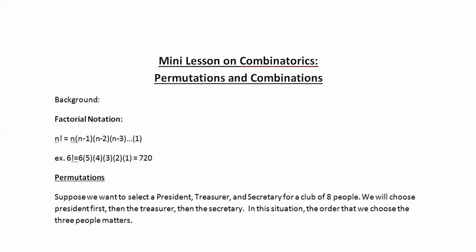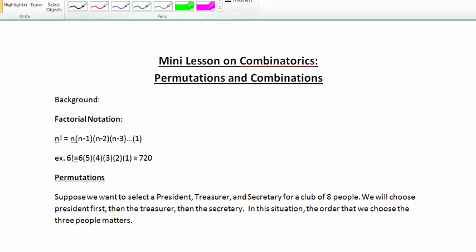Hello, today's mini lesson is on combinatorics. We will be talking about permutations and combinations. So first we need to have a bit of background about factorial notation.